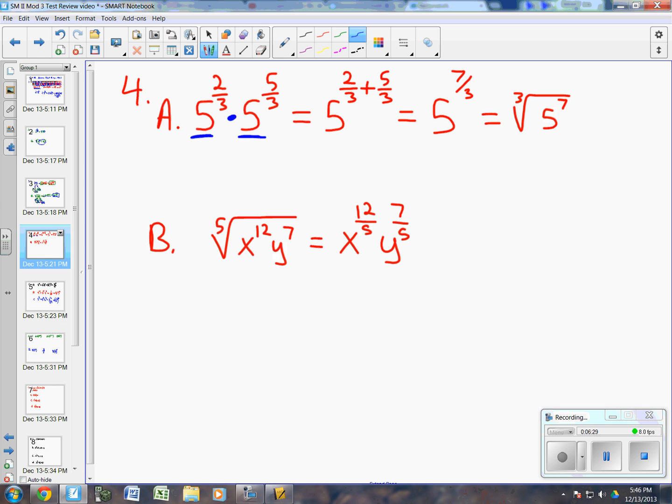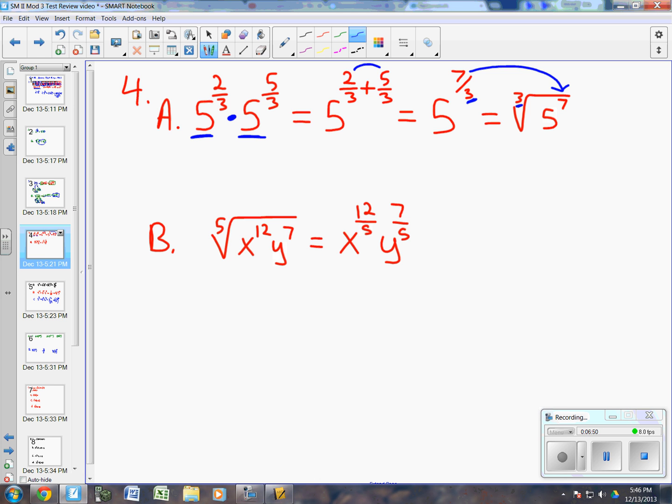And so 5 to the 7/3, because 2 plus 5 makes 7, so it's 5 to the 7/3, which now we change to a radical. The 3 is the index, the bottom number is the index, and that number goes as a power. So the cube root of 5 to the 7th was the answer.